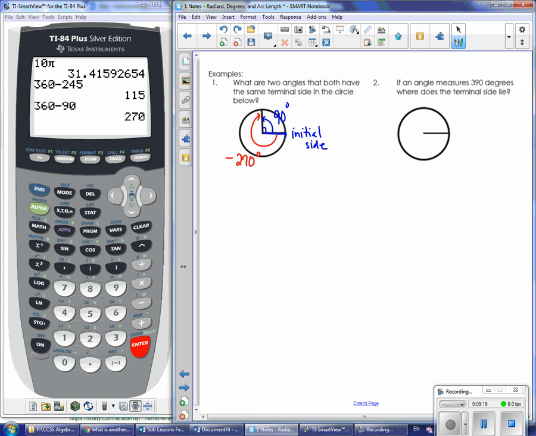And then number 2, so notice we could have negative angles, and number 2 says that we actually have an angle that measures 390 degrees. So for an angle that measures 390 degrees, if this is my initial side, where would the terminal side be? This is a positive angle, so I want to go counterclockwise. If I go all the way around, I know that's 360 degrees, so to get to 390, I'd need to go another 30 degrees. Basically, that means an angle that measures 390 degrees is equivalent to 30 degrees.